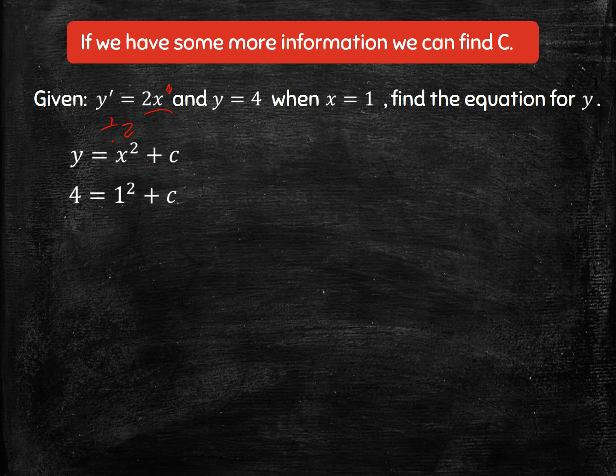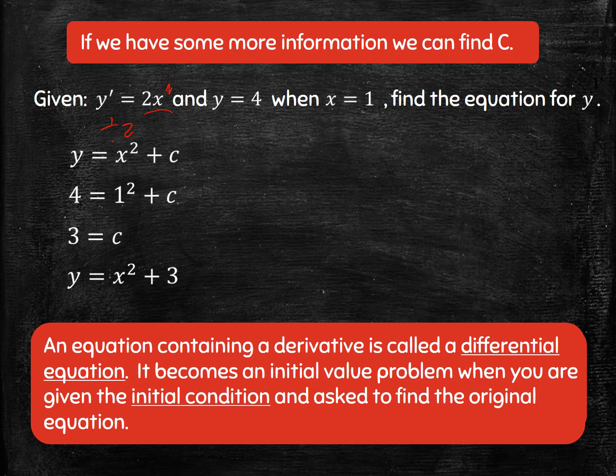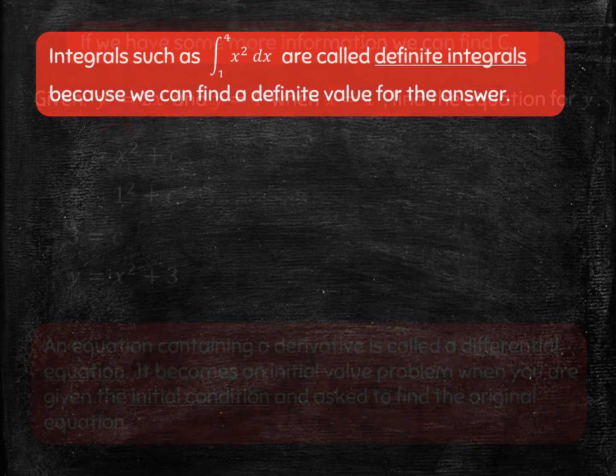Then what we do is we just substitute in. So we put 1 for x and 4 for y. Then we get c equals 3. So we end up with y equals x squared plus 3. An equation containing a derivative is called a differential equation. It becomes an initial value problem, i.e. with the plus c, when you're given the initial condition and asked to find the original equation.